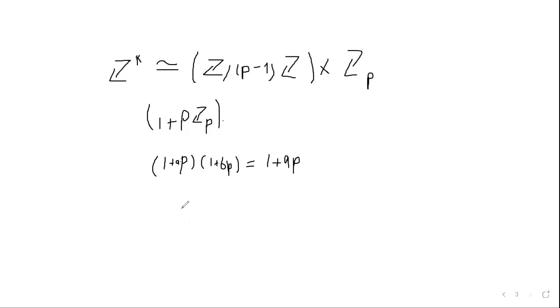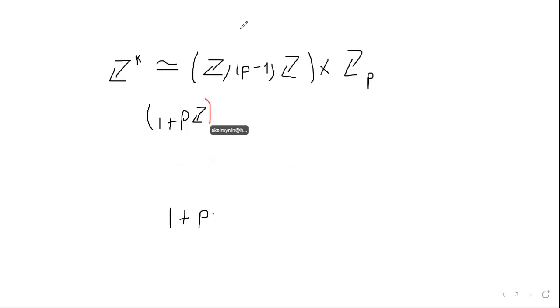This Z_p, you could write it out as one plus. Wait, what happened? What's happening? I'm sorry. I think the most convenient way to prove this isomorphism is using logarithm. That's what I was saying. Yes. Okay, so let's write down what we want to prove. Please don't erase this stuff. So we want to prove that this stuff under multiplication is isomorphic to Z_p under addition.